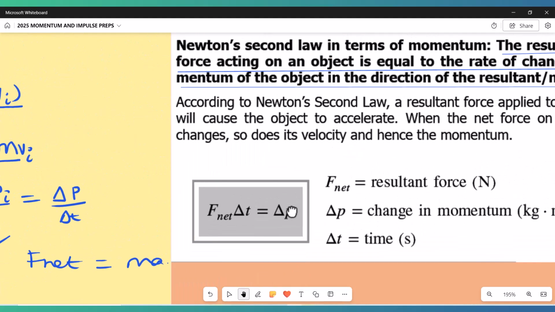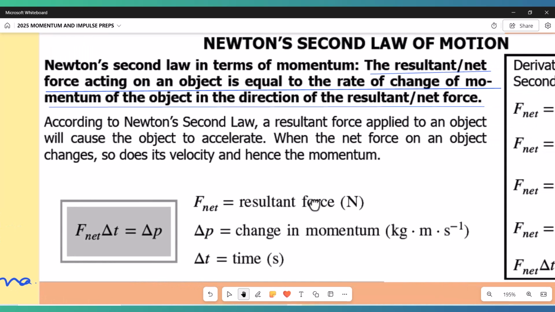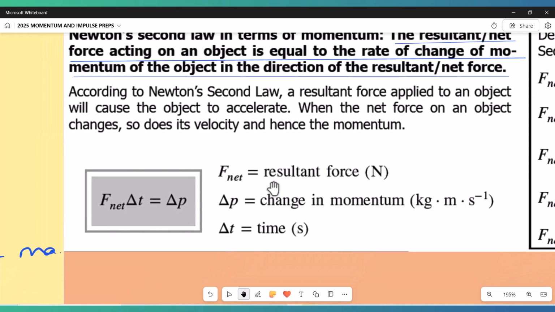I repeat the statement here. If they say state Newton's second law of motion in terms of momentum, we say that the net force acting on an object is equal to the rate of change of momentum, that is dividing by change in time, of the object, in the direction of the net force. Hope we are together. Don't forget that in this case F net is the resultant force and delta P is change in momentum. What about delta t? Time in seconds.